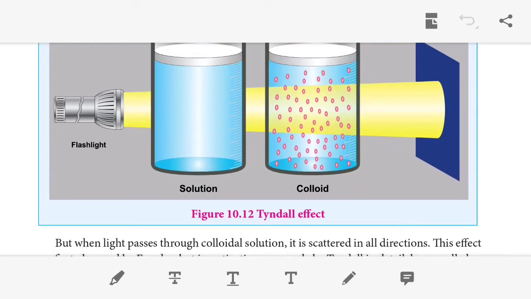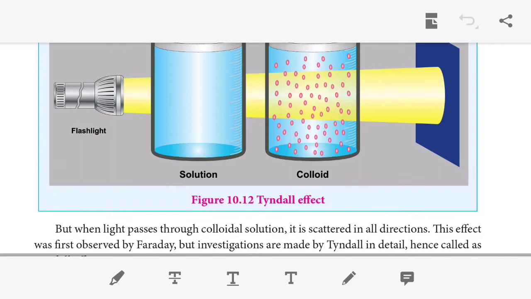Look at the diagram. The flashlight is passed on to the solution. The true solution is clear, but in the colloidal solution a portion of the light is absorbed, and the remaining portion is scattered. The scattering in all directions by the surface of the colloids is called the Tyndall effect. Okay, the path of the light is made clear.